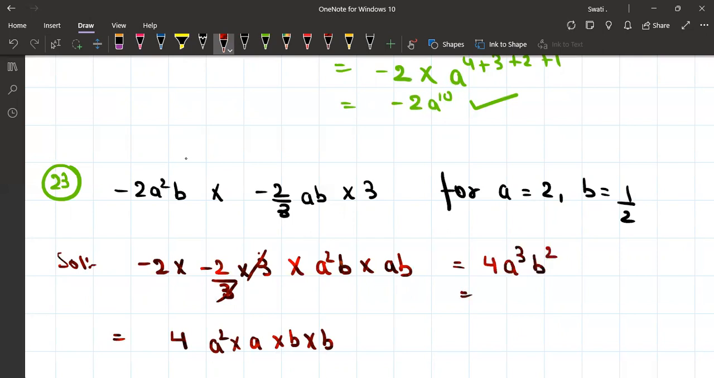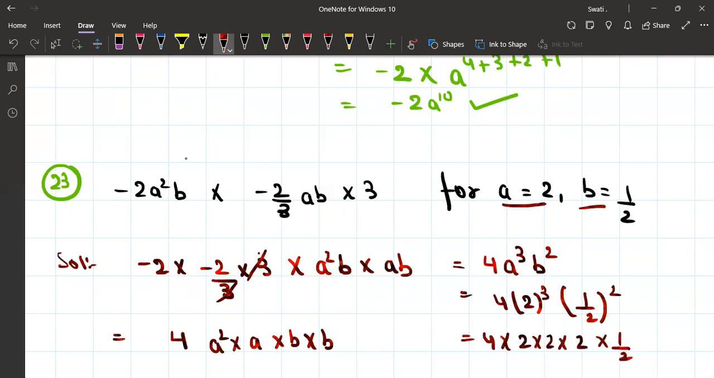Now we have the value for a and b given. So a is 2, that means 4, a is 2 cube, and wherever it is b, it is 1 by 2 square. So if you simplify this, it is actually 4 times 2 times 2 times 2, and this will become 1 by 2 times 1 by 2. Clearly this 2 with this 2 cancel, this 2 with this 2 cancel, so the answer is 8.